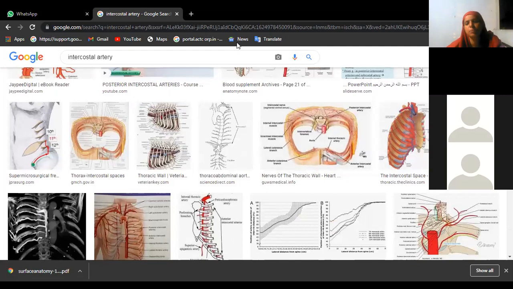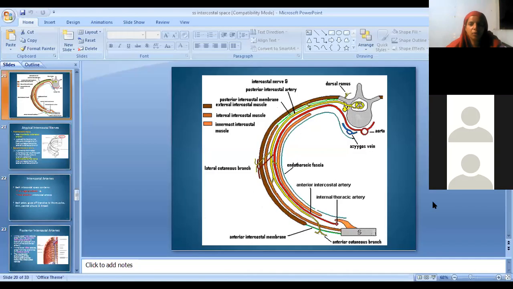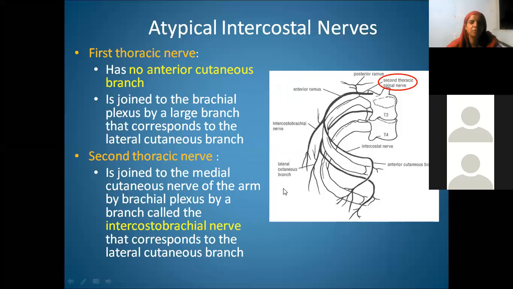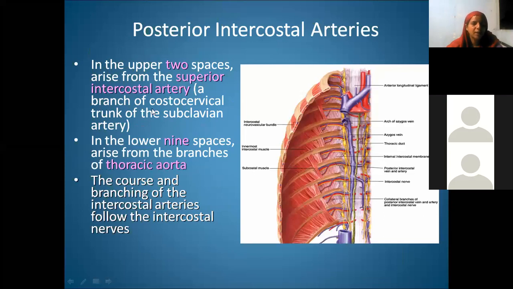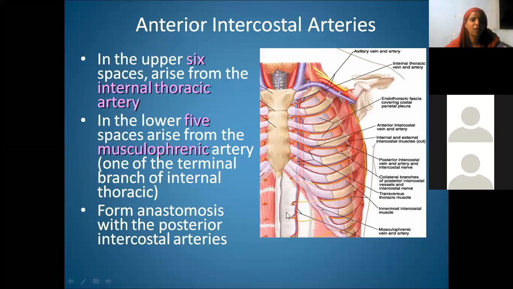Because those pictures may not help you, I thought I would share this picture. The theoretical aspects are the points you are supposed to focus on. So now these are our intercostal arteries. The picture I have shown you from the net is not that clear. In each space you are finding one posterior intercostal artery and two anterior intercostal arteries, isn't it? The posterior intercostal arteries come from the thoracic aorta, and the anterior ones come from the internal thoracic. The last five come from musculophrenic.